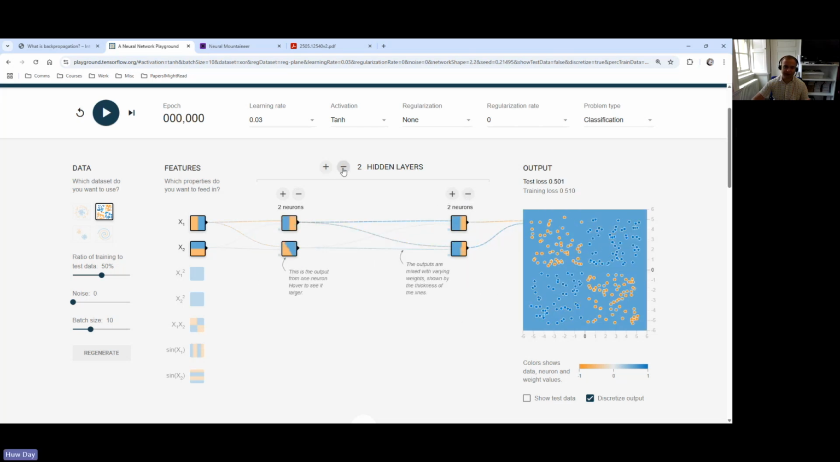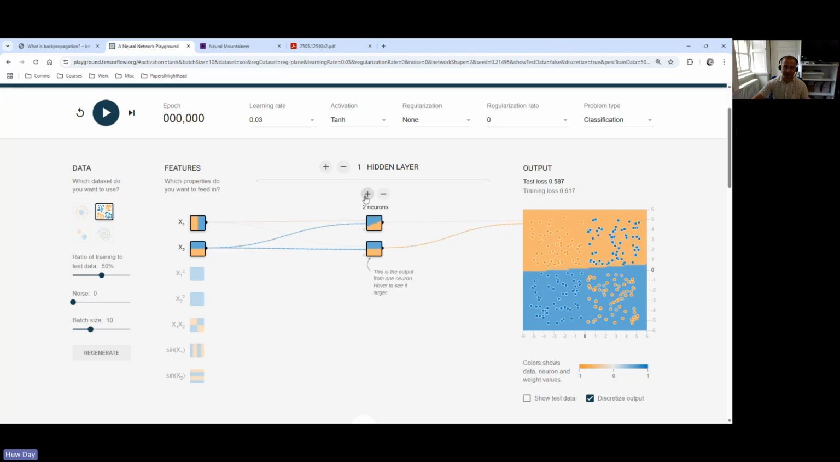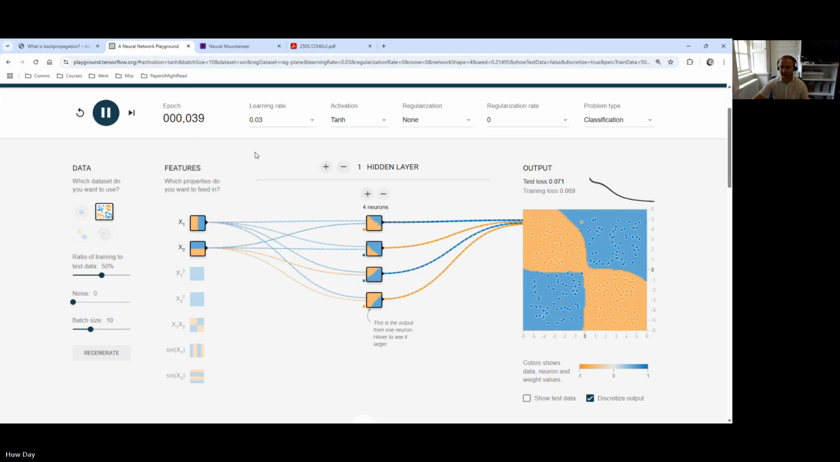Let's try. There we go. So in this case, it turned out one hidden layer was good, and if I just use four neurons in my hidden layer, then I'm able to pretty accurately draw a decision boundary that separates my points. And that's how that goes there.